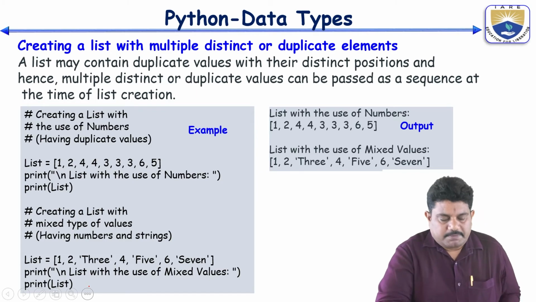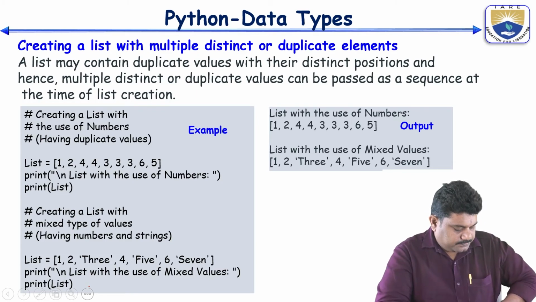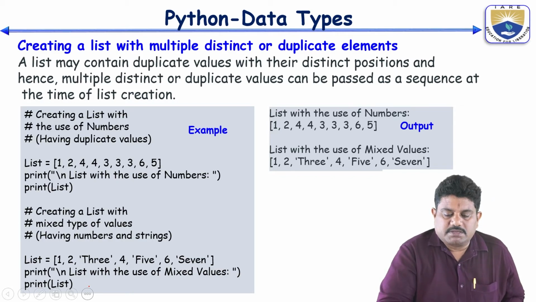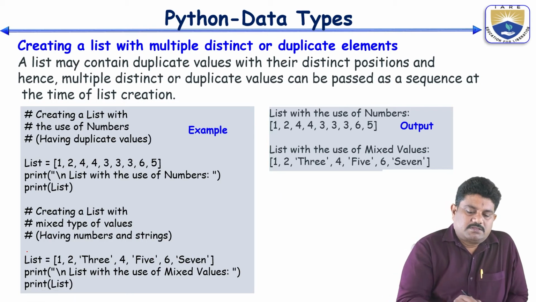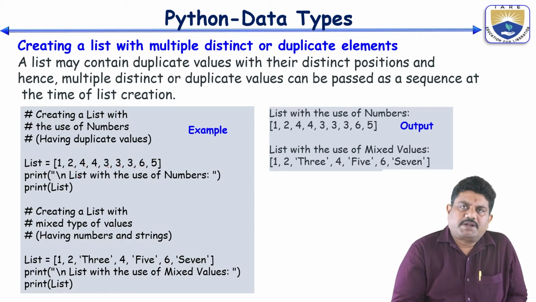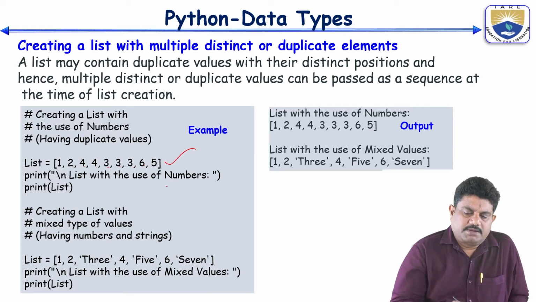See, with an example, I'm taking an example. Create a list with multiple distinct or duplicate elements. See here, example list: 1, 2, 4, 4, 3, 3, 3, 6, 5. You can have duplicate values in a list while declaring a list. No issue. It is valid.